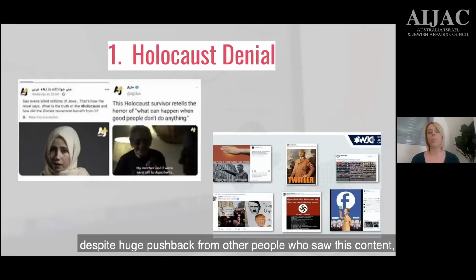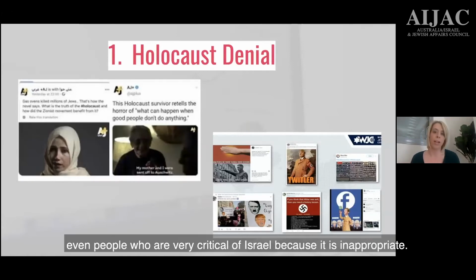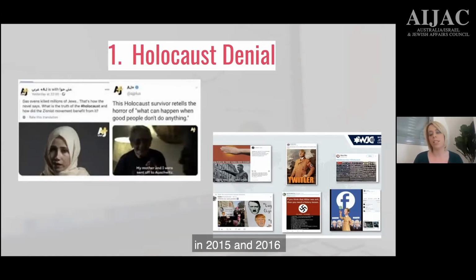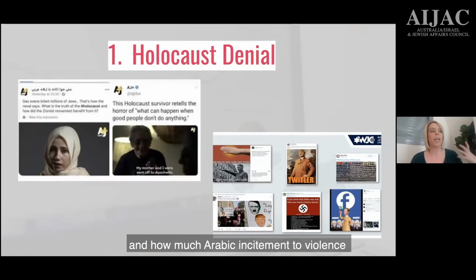content at all, despite huge pushback from other people who saw this content, even people who are very critical of Israel, because it's inappropriate. So that's something that isn't addressed at all in their terms, and something that really needs to be remedied, because not only is it anti-Semitic, but it contributes to misinformation and purposeful misinformation that leads to violence of Jews, as we saw with incidents like the wave of stabbing attacks in 2015 and 2016, and how much Arabic incitement to violence there was against Jews and against Israelis.